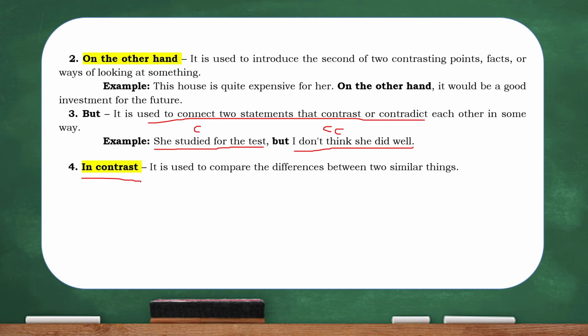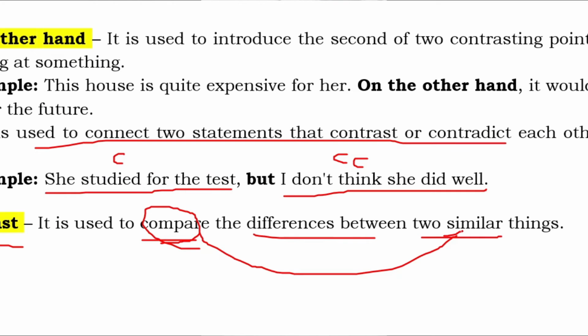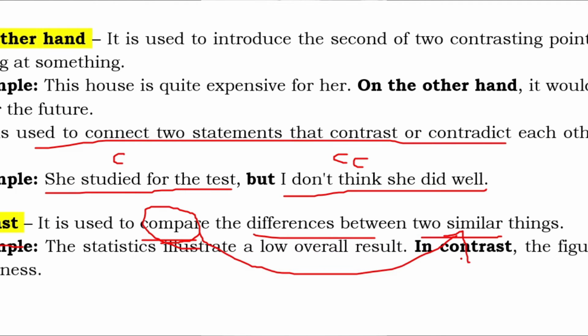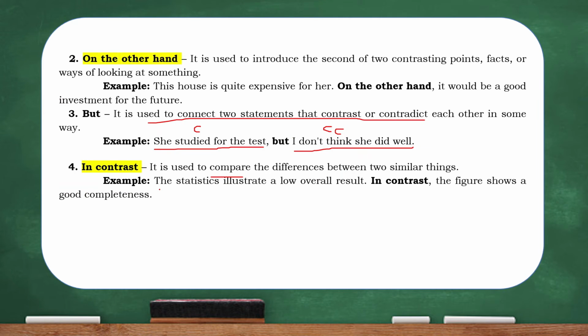In contrast. In contrast is used to compare the differences between two similar things. When we say we compare, we are just getting the similarities of two things being compared. Okay, so let's proceed with the example. Example: the statistics illustrate a low overall result. In contrast, the figure shows a good completeness.